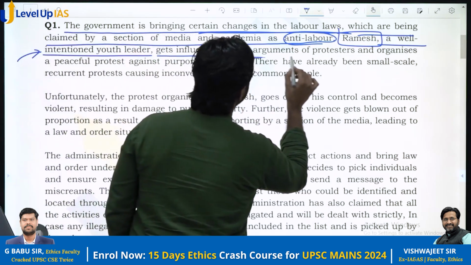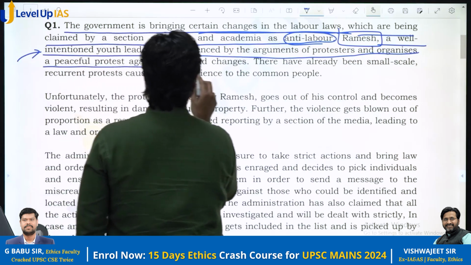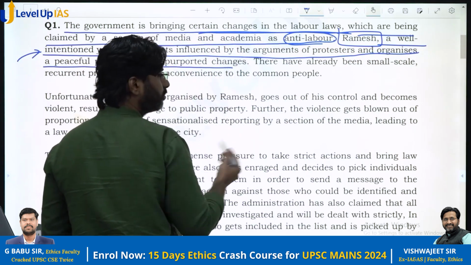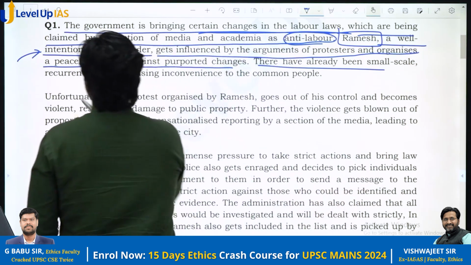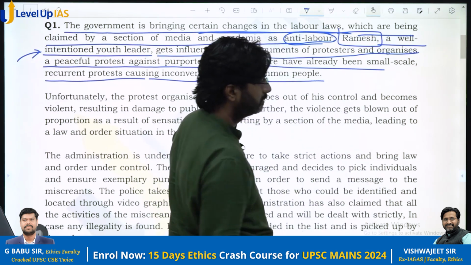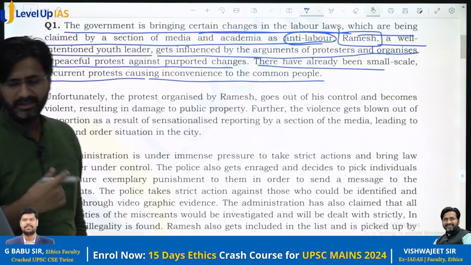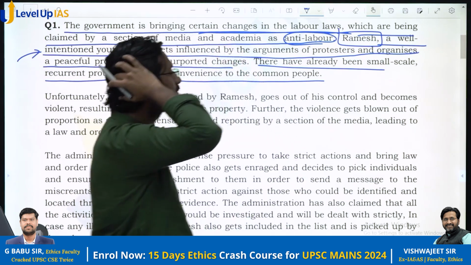Get influenced by the arguments of the protesters and organizes a peaceful protest against purported changes. So obviously he protests. Now there have already been small scale recurrent protests causing inconvenience to the common people. So already there have been small protests where people are having some problem because of that protest.